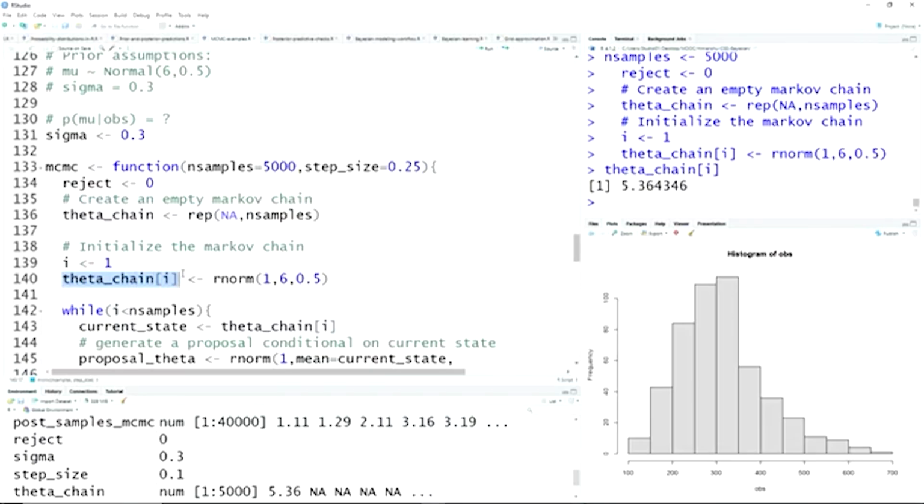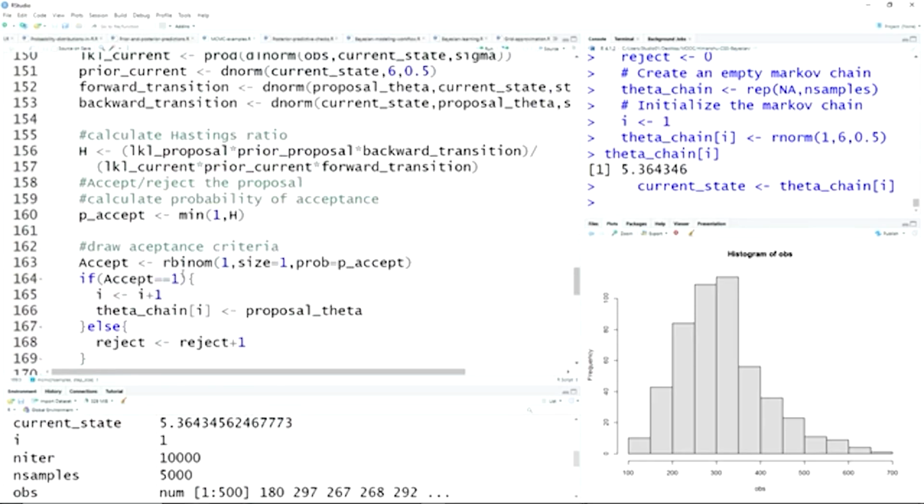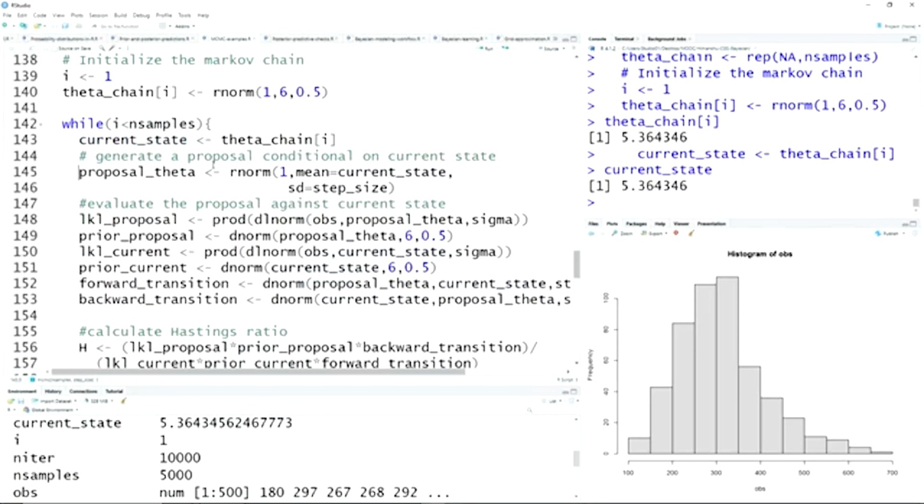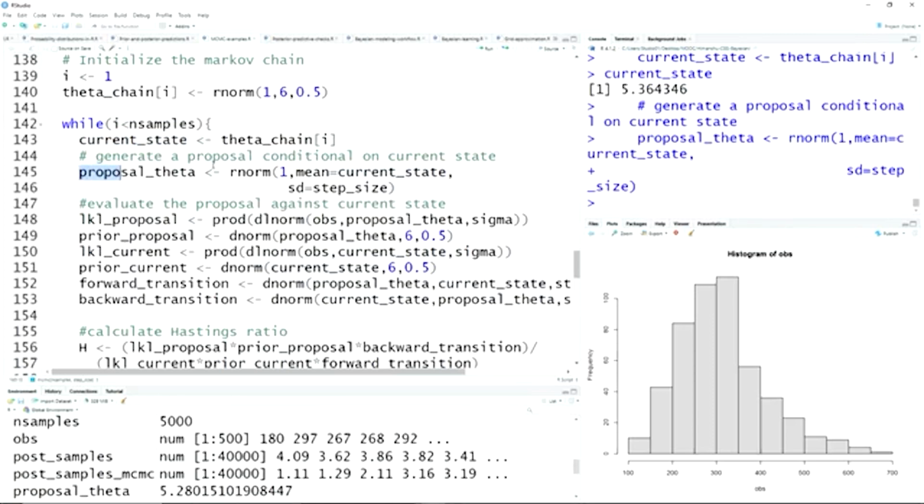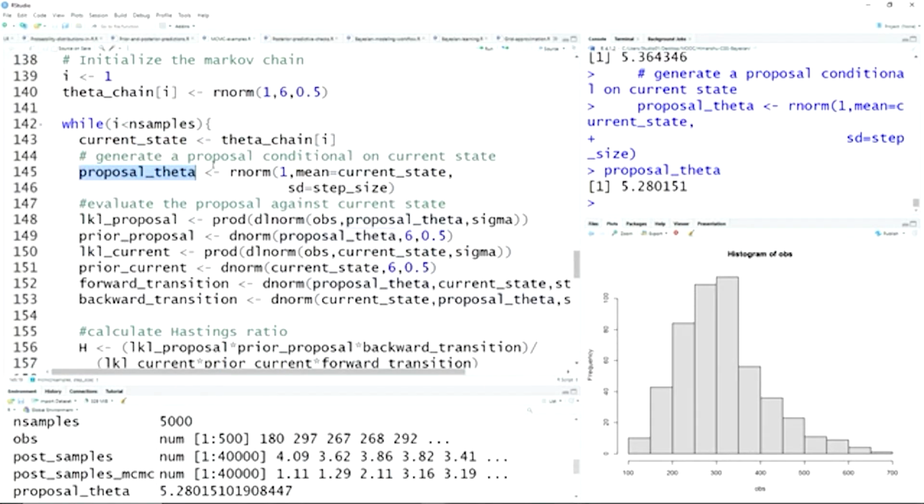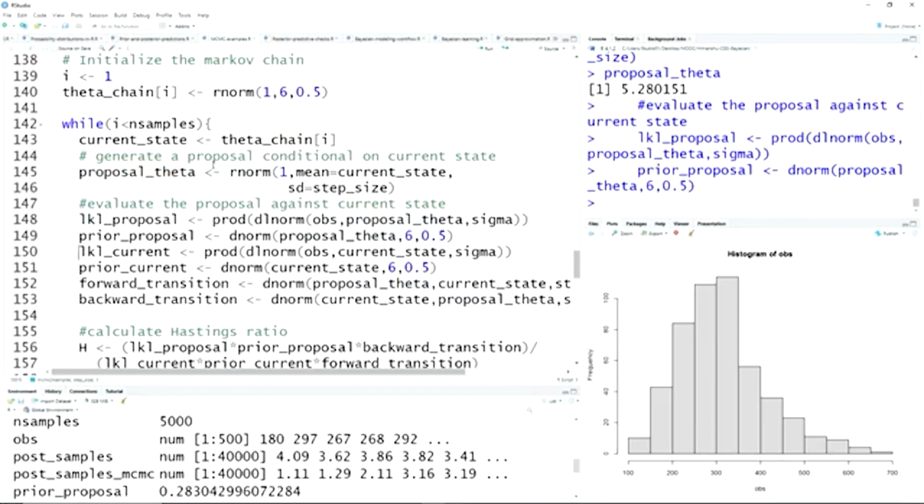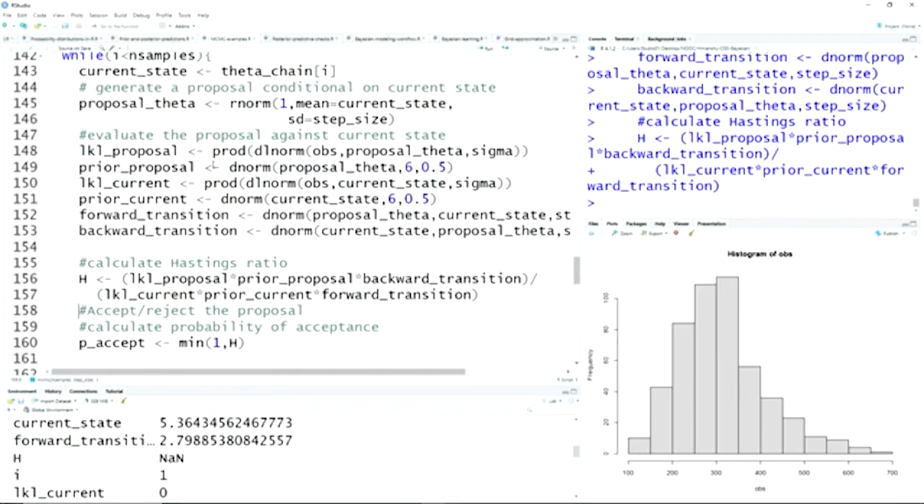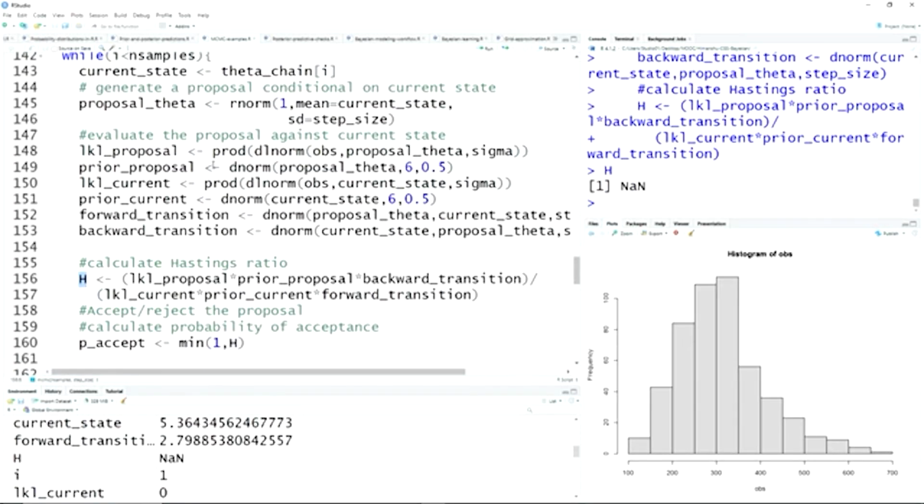So this is my current state of the chain, 5.36. Okay, so I store it as current chain. So this should be 5.36. Now I generate a new proposal for parameter mu, and the new proposal is 5.28. So everything is fine so far. Okay, now let us calculate likelihood, prior, and forward transition, backward transition for all this, and let us calculate H. So let's see what is H. H turns out to be NaN.